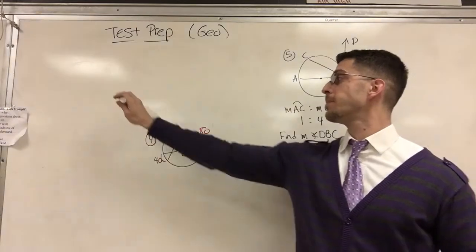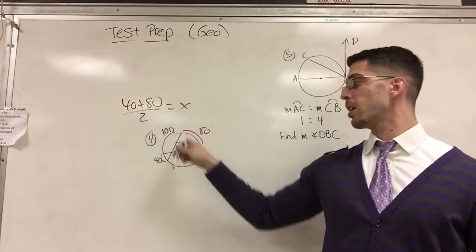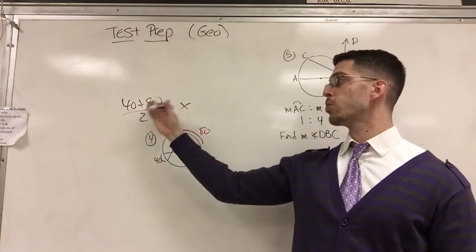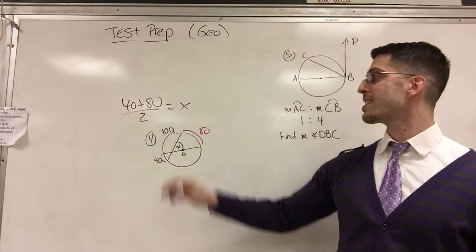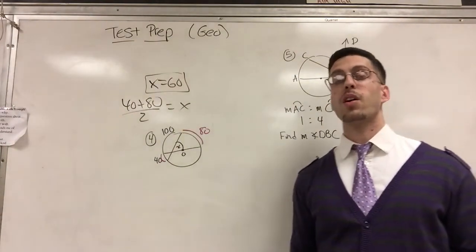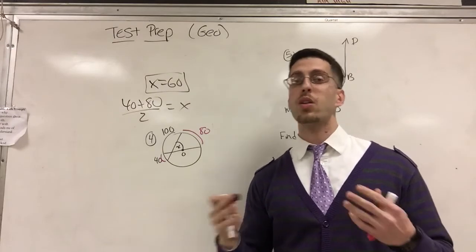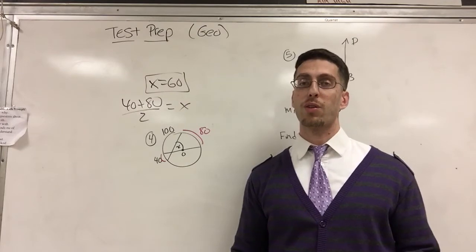40 plus 80 divided by 2 is equal to my unknown angle. So you do some fancy math there. 80 plus 40 is 120, divided by 2 is 60, and you get x equals 60. Not as hard as you thought, all right? Any question that looks crazy is only because it looks crazy. Once you break it down, you can figure it all out.